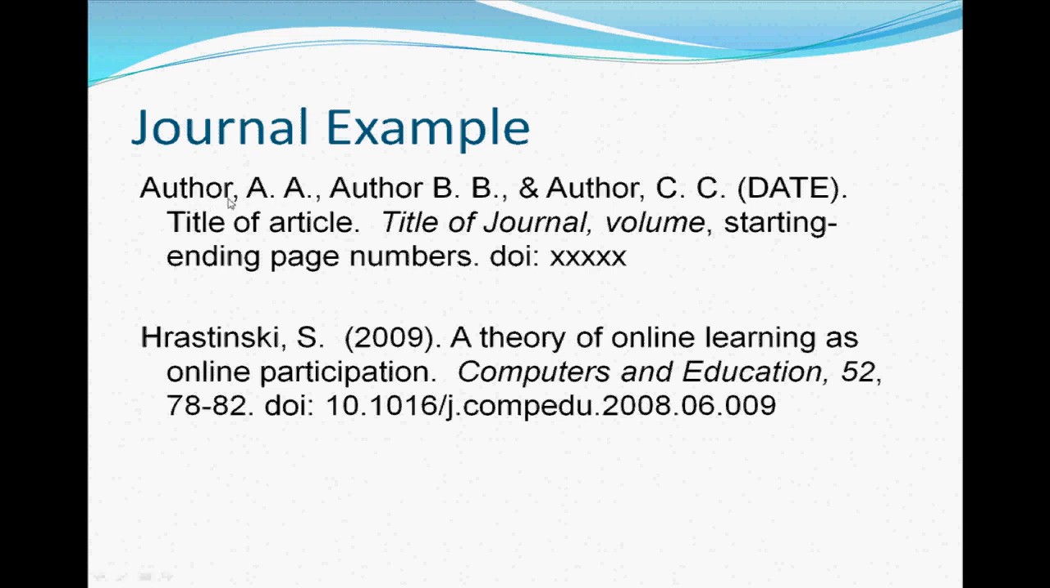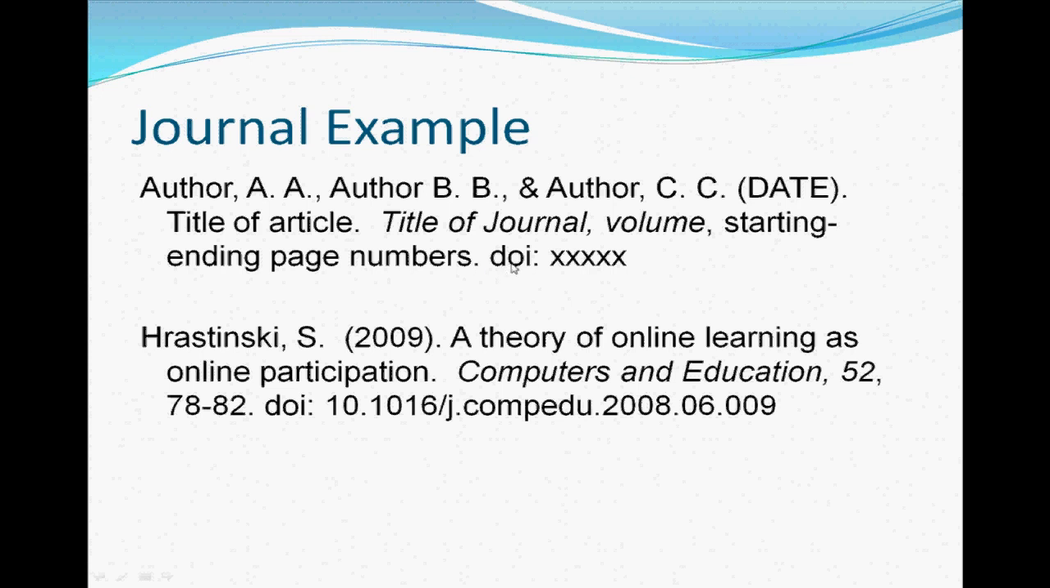article. You're going to have author, comma, first initial, period, space, middle initial, period, comma, and the next author. If there's only one author, then you're just going to leave it with the period. You're going to use the and symbol. Again, at the end of the authors, you're going to have the period, parentheses, the date it was published, period, the title of the article, period, the title of the journal is going to be italicized along with the volume, comma, and the starting and ending page numbers, period.